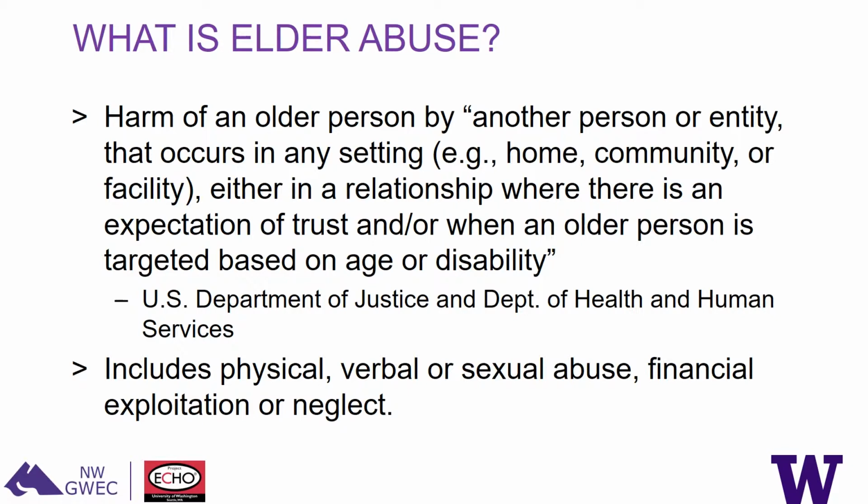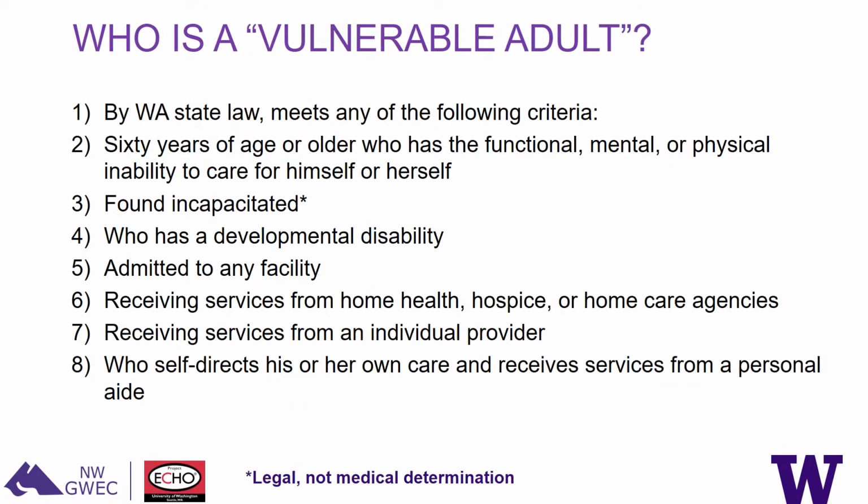Under the broad umbrella of elder abuse are the following: physical abuse, verbal abuse, sexual abuse, financial exploitation, and neglect. It is important to understand this terminology, however, because it's relevant in terms of our legal responsibilities for reporting. So what exactly is a vulnerable adult?